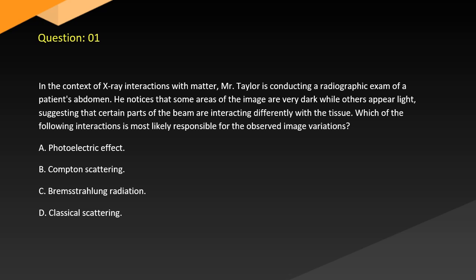Question 1. In the context of X-ray interactions with matter, Mr. Taylor is conducting a radiographic exam of a patient's abdomen. He notices that some areas of the image are very dark while others appear light, suggesting that certain parts of the beam are interacting differently with the tissue. Which of the following interactions is most likely responsible for the observed image variations?